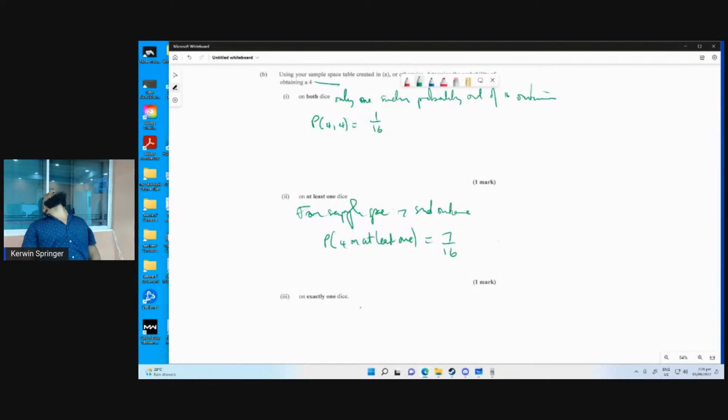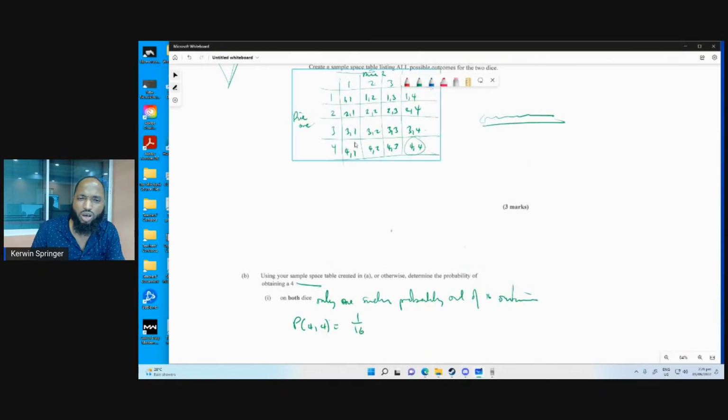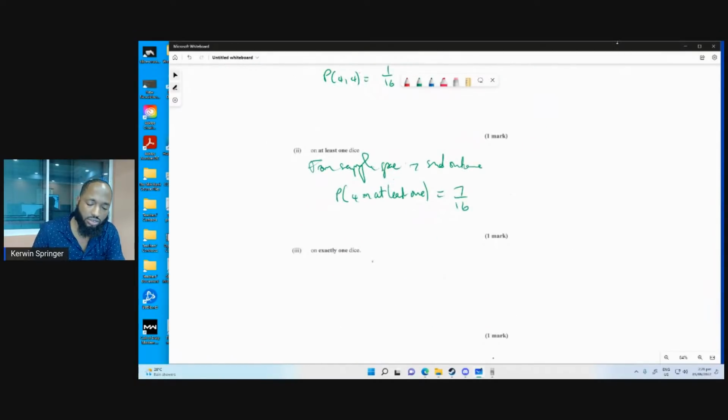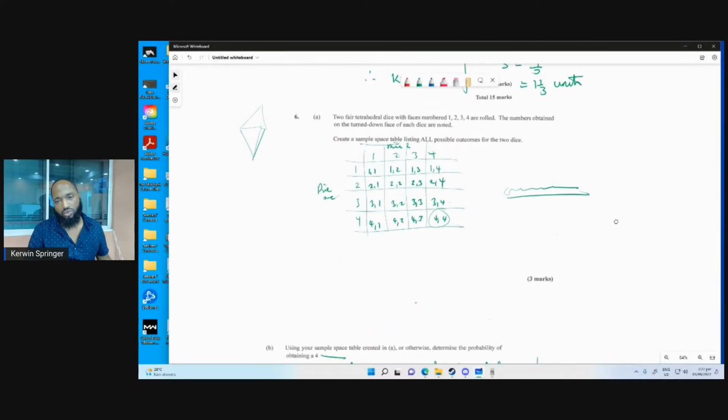The probability of obtaining a 4 on exactly one die is the next one. How many times did that happen? That happened 1, 2, 3, 4, 5, 6. So the probability of a 4 on exactly one die would be 6 out of 16, which is 3 eighths.